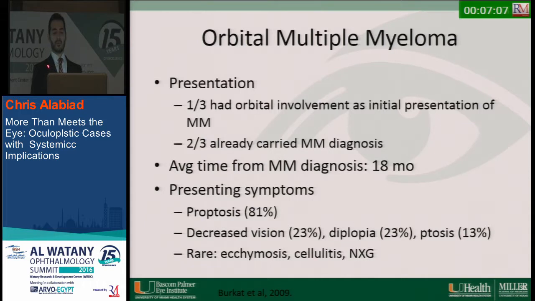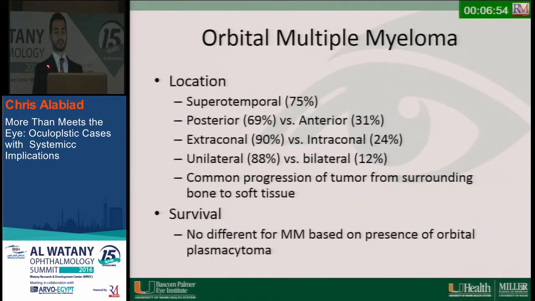And the average time from diagnosis of the orbital involvement to manifestation was around 18 months for those who had orbital involvement first, with proptosis being the main presenting symptom, followed by decreased vision, diplopia, and ptosis. The location of these typically is seen in the superior temporal orbit. This was by a study by Kat Burkhat in 2009, who looked at multiple cases reported in the literature. Most of the orbital lesions are going to be posterior as opposed to anterior, and extraconal as compared to intraconal. And these are more often unilateral than bilateral. And there's a common progression of tumor from surrounding bone to the soft tissue.